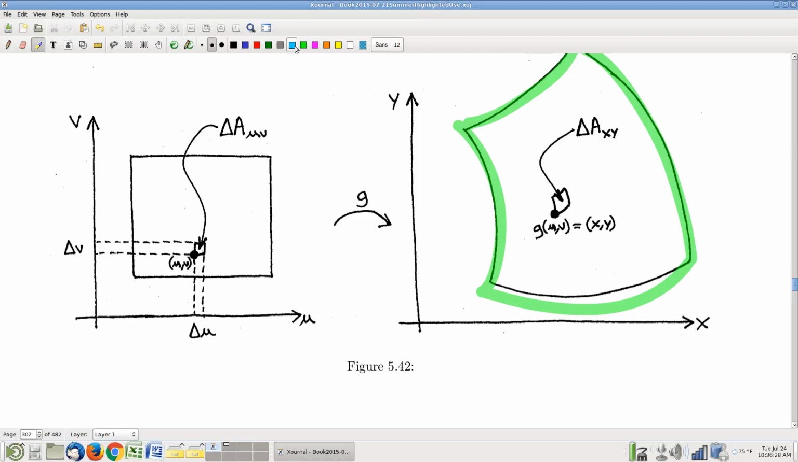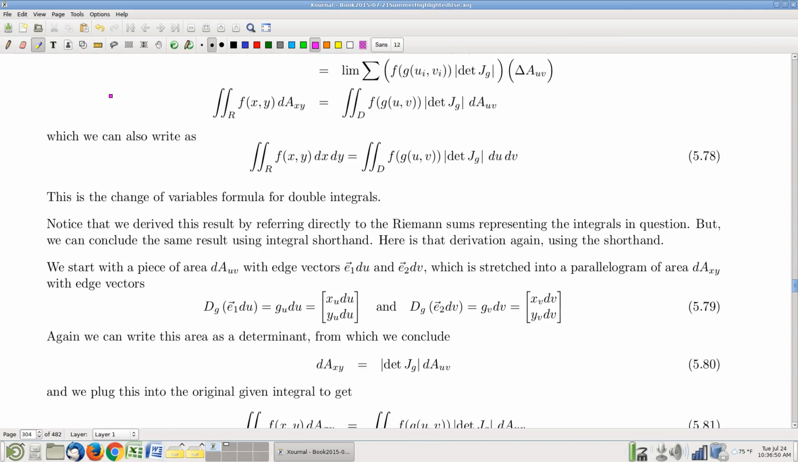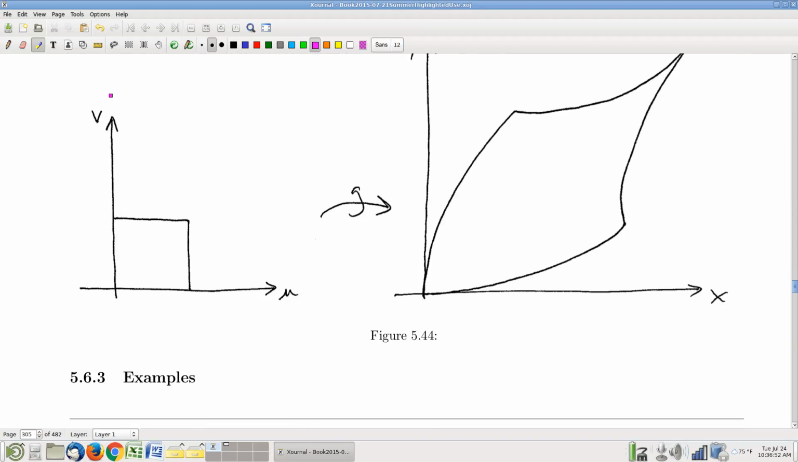And we have now done the pullback, and we've successfully rewritten it as an integral over this rectangle, in terms of U and V. It's a rectangular domain. It's so easy to write that as an iterated integral. And off we go. Okay, so let me show you an example. There's a little bit of notation I'm going to come back to.